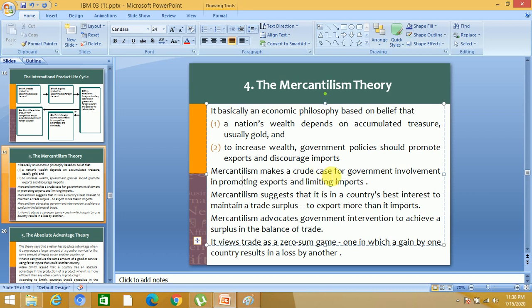Mercantilism makes a crude case for government involvement. In this theory, there will be big government involvement in promoting exports and limiting imports, and the government will develop such policies to limit imports. Mercantilism suggests that it is in a country's best interest to maintain a trade surplus. Trade surplus means, when you have one is deficit, one is surplus.